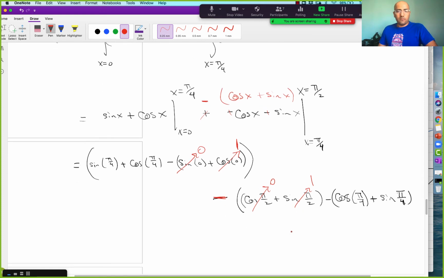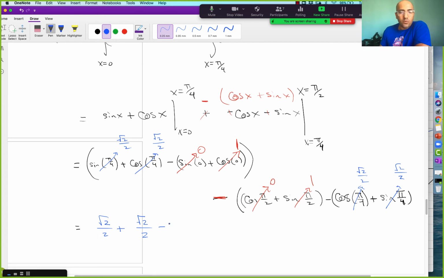Good. And so what do we get? We end up with, so these are all root 2 over 2. Let's just mark them on here. So these are root 2 over 2, root 2 over 2, and these are also going to be root 2 over 2 and root 2 over 2. Okay, so I end up with a root 2 over 2 plus a root 2 over 2 minus a 0, okay, forget that, minus 1.